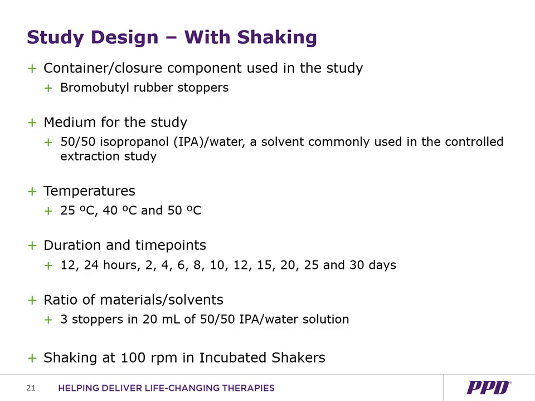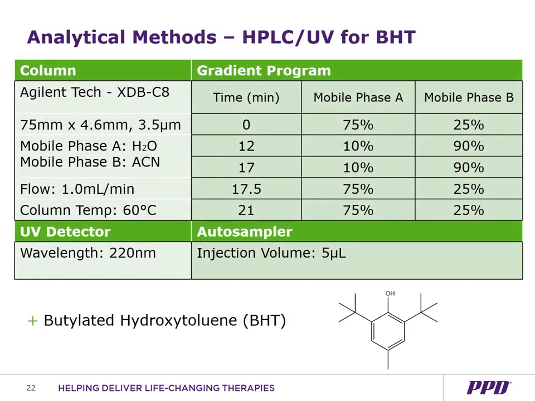The major difference was the use of incubated shakers, where we shook the samples at 100 RPM for the duration of the study. We chose 100 RPM as it is a commonly chosen speed for extractable and leachable studies. The same instrument method was used throughout the study as well. As you can see on the slide, we tried to keep everything as similar as we could to best be able to compare the two data sets to see the effect that shaking would have on BHT extraction.